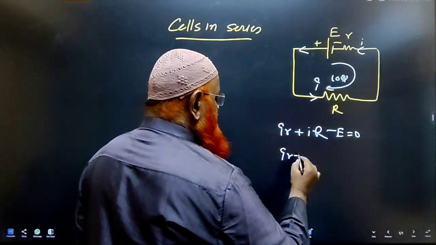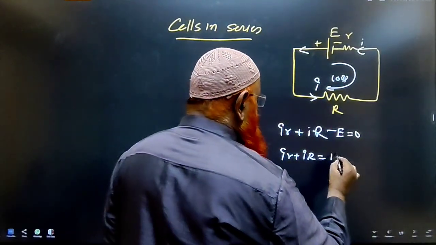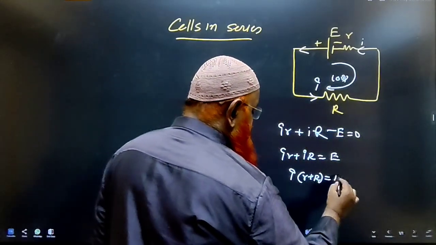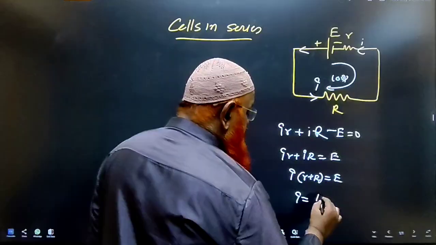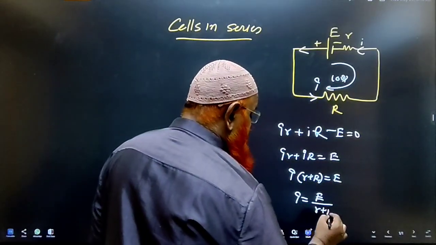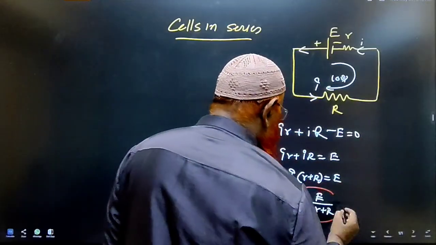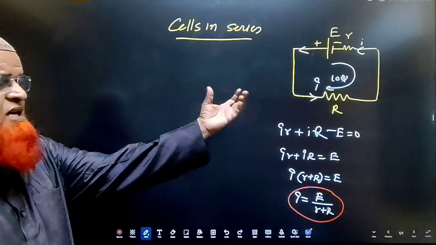Here, I into small r plus I into capital R is going to be E. If you take I common, you will get small r plus capital R, which is going to be E. So I is equal to E by small r plus capital R. This is a simple formula to find out the current in a simple cell.